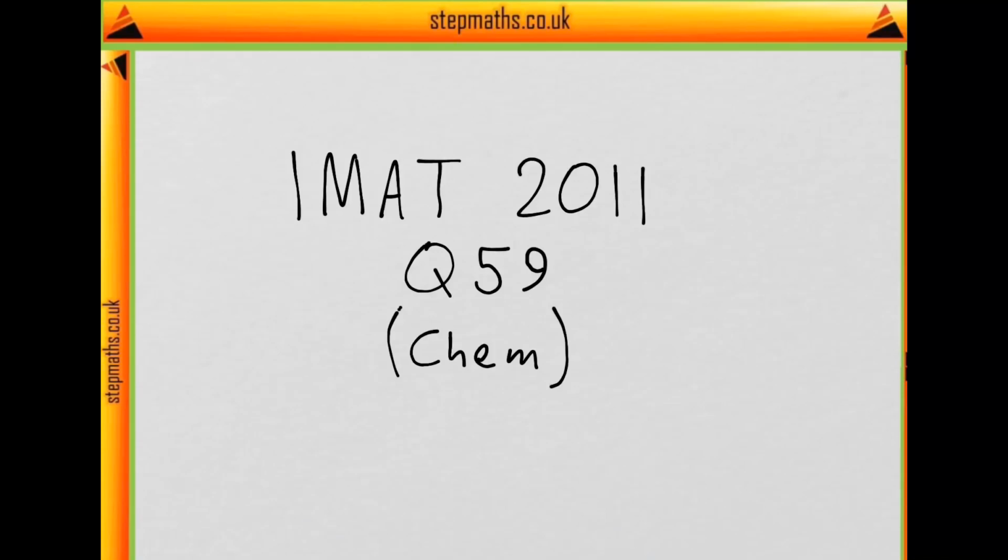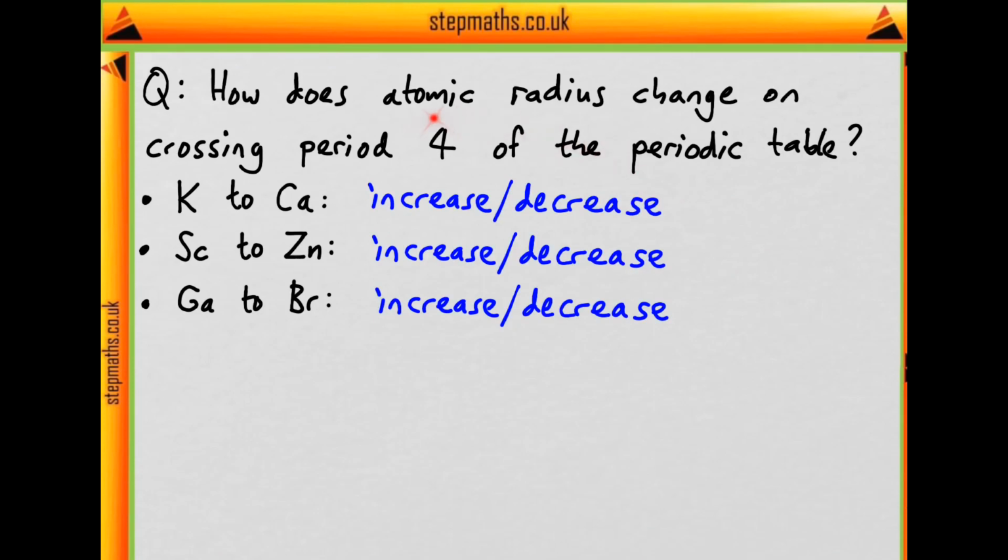This is question 59 on chemistry from the 2011 IMAT. So we're asked, how does atomic radius change on crossing period 4 of the periodic table? And it's split up into 3, so from potassium to calcium, scandium to zinc, and gallium to bromine. So does the radius increase or decrease in each of these parts?